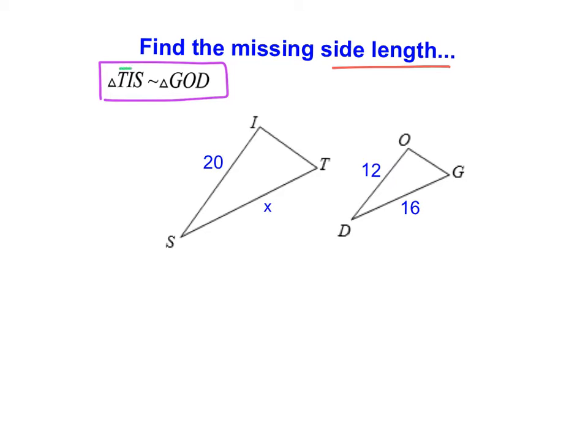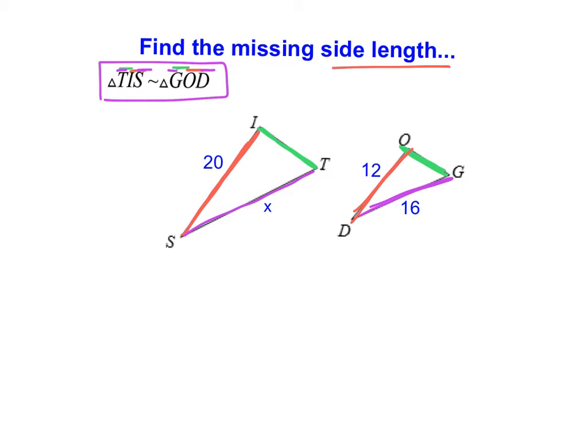So the first two side lengths I can see that match are T and I and G and O. So those I'm going to put in green. Then if I pick a different color, I and S and O and D. And then my third color is going to be S and T and D and G. So what this does for me, as a visual learner, is it really makes those corresponding side lengths pop out at me.